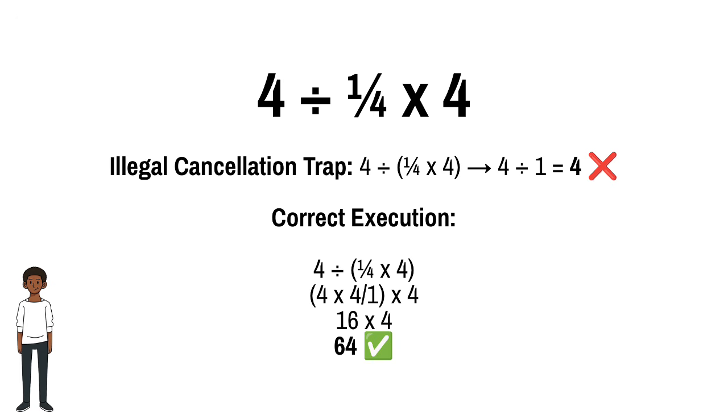Step 1. Perform the division on the left first. 4 divided by 1/4. Using keep change flip, keep 4, change division to multiplication, and flip 1/4 to 4. This gives 4 times 4 equals 16. Step 2. Now bring down the remaining multiplication. 16 times 4 equals 64. The correct answer is 64.